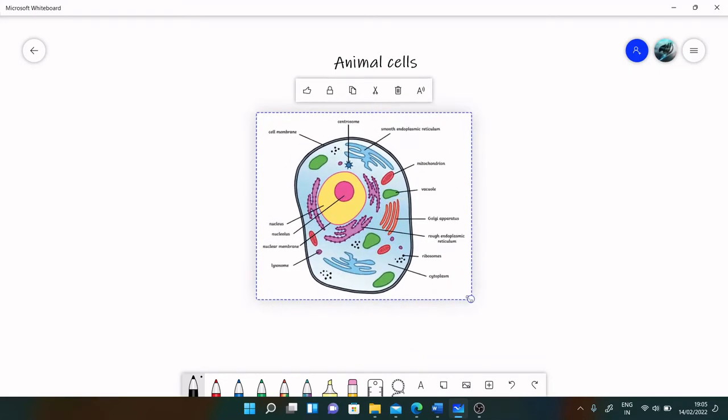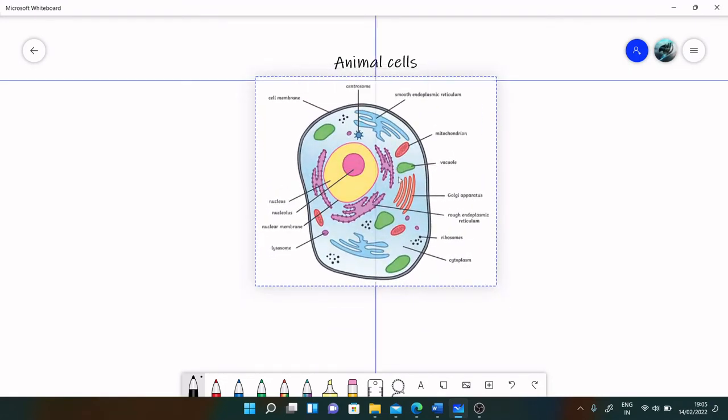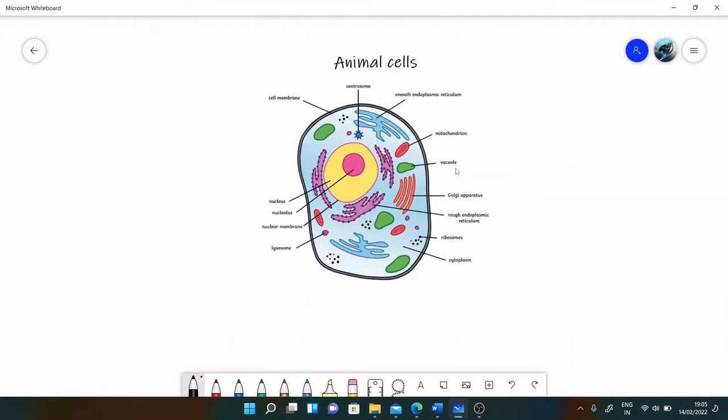This is a diagrammatic representation of an animal cell. What is an animal cell? Animal cells are the cells present in us and other animals like lion, cheetah. But there are two types of cells, animal cells and plant cells. Plant cells are, obviously, present in plants. Animal cells are cells that are present in all other living creatures.